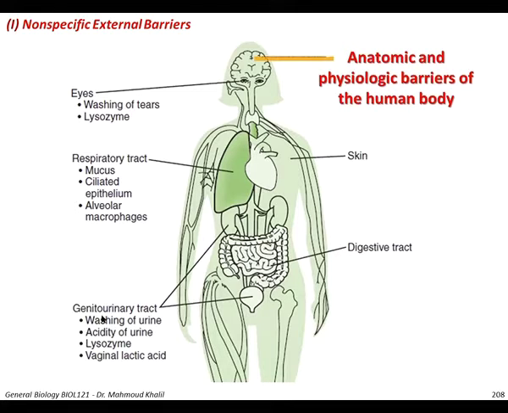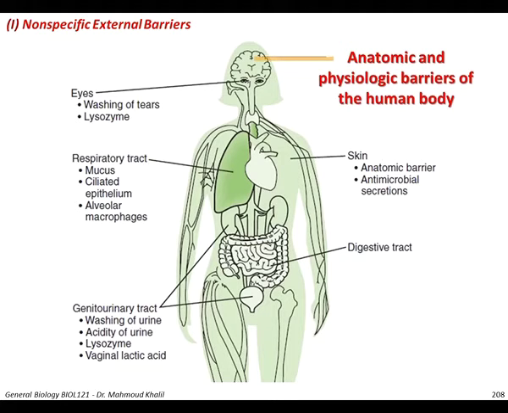You have the genitourinary tract, where urine washes away a lot of pathogens. The acidity of urine also helps in killing a lot of bacteria, lysozyme as well, and the vaginal lactic acid helps make sure the vagina has fewer bacteria. You have the skin, which is the major anatomic barrier, and its secretion is antimicrobial.